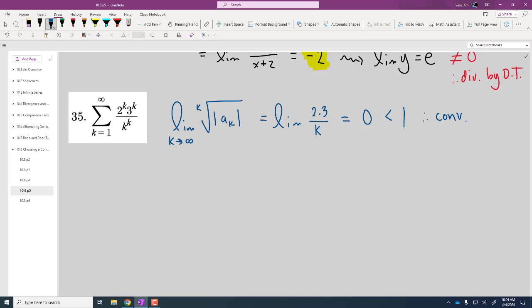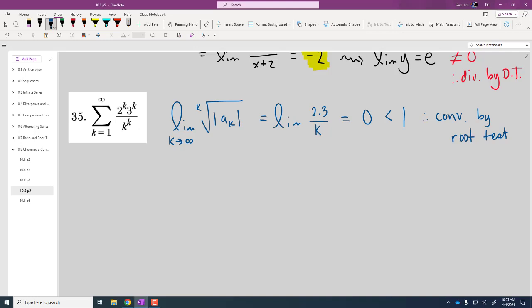Now on the test, if I say use the root test, do we have to put "converges by root test" for the conclusion? No, you don't have to put that, because I am telling you which test to use. Yeah, that's a good question.